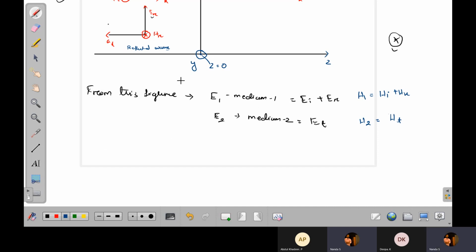Now at the interface, to satisfy the continuity condition, it is the property that at the interface the tangential components must be continuous.